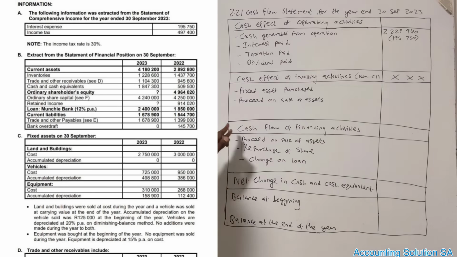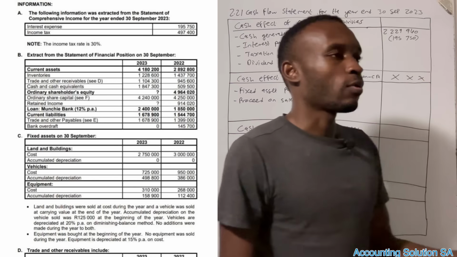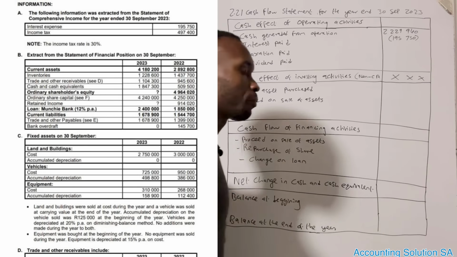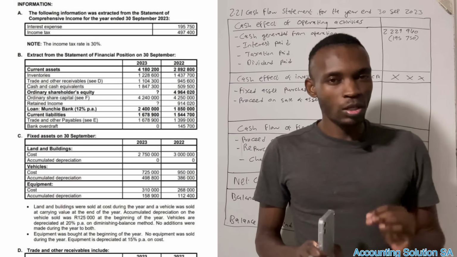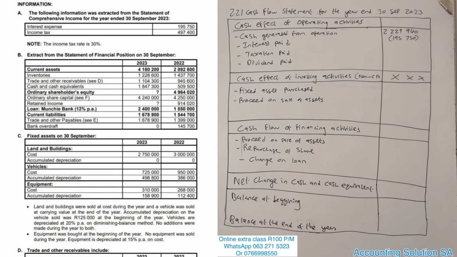Then the last one is financing. Finance, we talk about a loan or shares, whether you purchased shares or you sold shares. The last one is to calculate the opening and closing balance. Okay, so you must know the format, guys. It's very important to know the format of the cash flow statement so that you will never ever have a problem. So let's do this question paper. Some of the principles I will show you when we deal with this question paper.